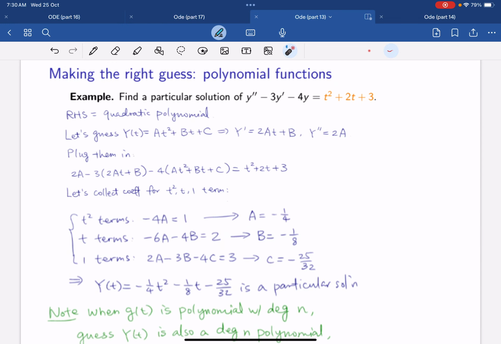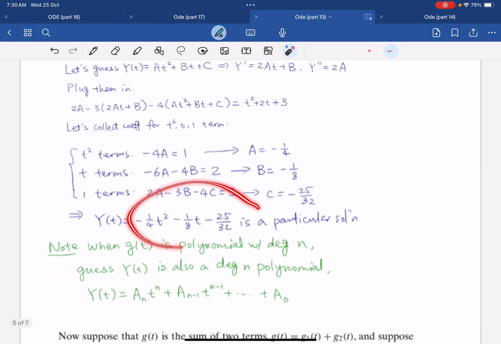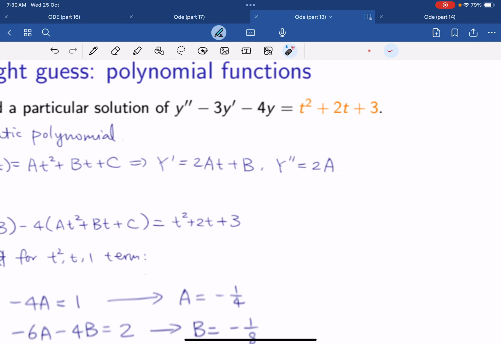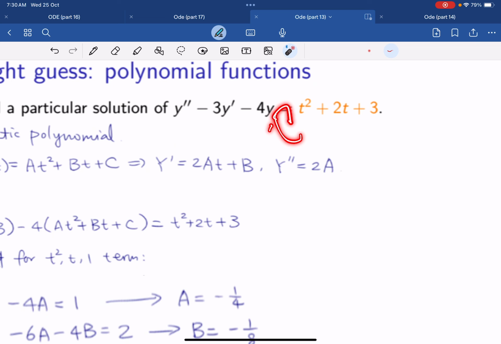Now, what happens if it's a polynomial? Well, we can start off with a quadratic polynomial. You just guess that it looks something like this, and we see that you're able to solve for the constants a, b, and c. This tells us that the particular solution will just be this quadratic polynomial. And if g(t) is a polynomial of degree n, then the particular solution will also be a polynomial of degree n, because this will be degree n, and then this will be degree n minus 1, and this will be degree n minus 2.